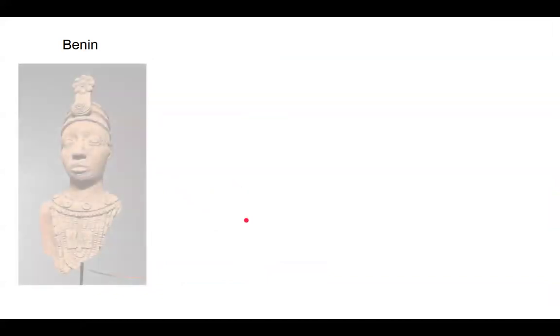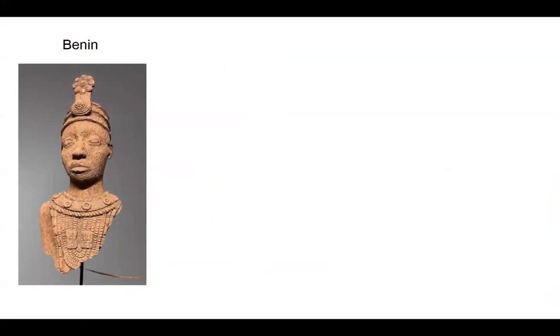In the Benin culture of West Africa, on his crown, you see there's a symbol. There's two symbols. They look sort of like flowers, but what they actually represent, the top one represents the sun, and the bottom one represents the moon.